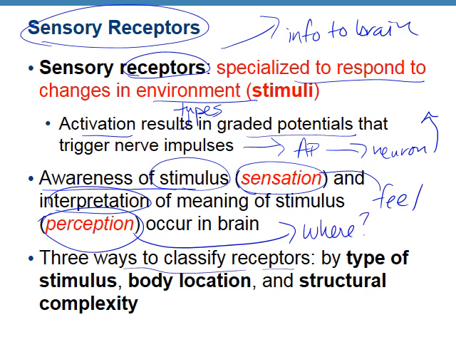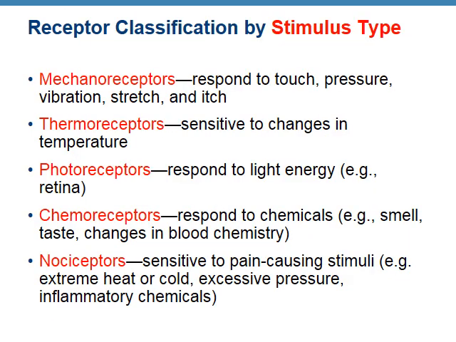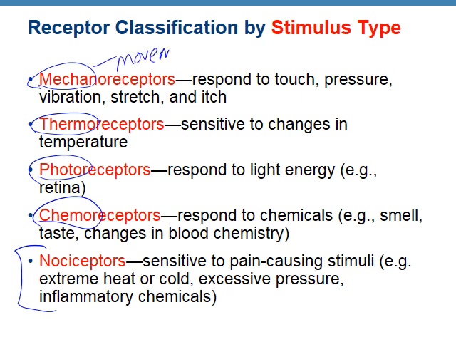Three ways to classify receptors. We're going to go through each of these types. You look at it by what type of stimulus does it react to, where is it in the body, and is it complex or simple. So you can see the root word here, and you can see that most of these make sense except for nociceptors.